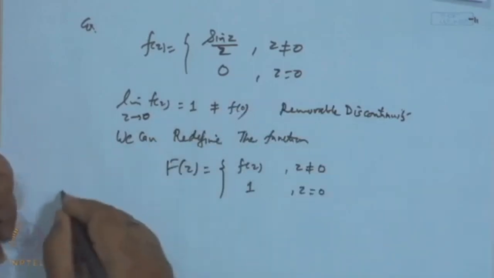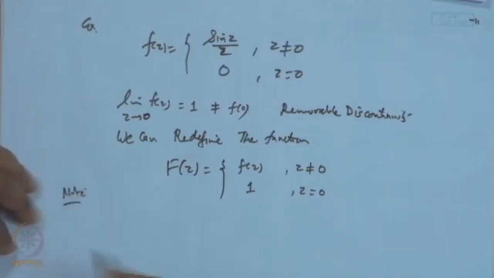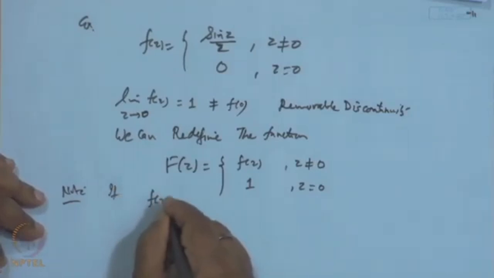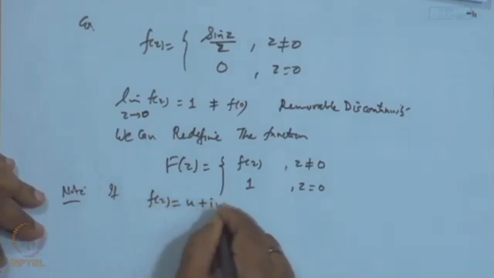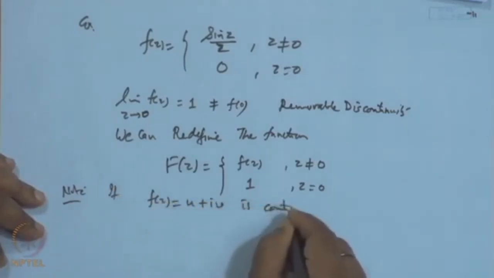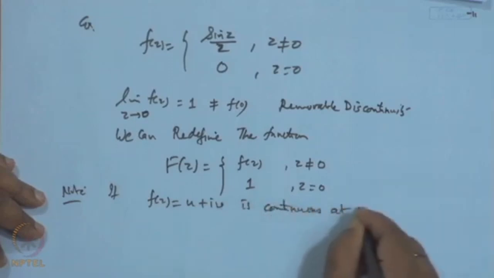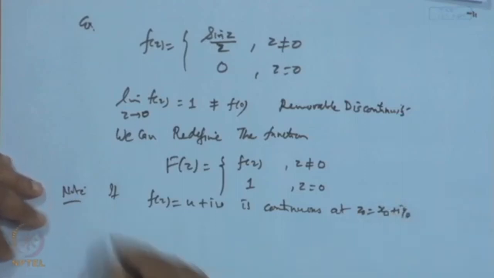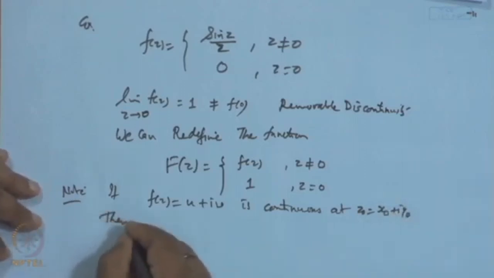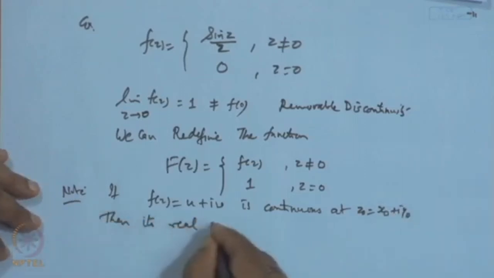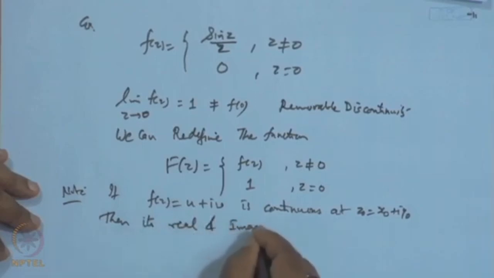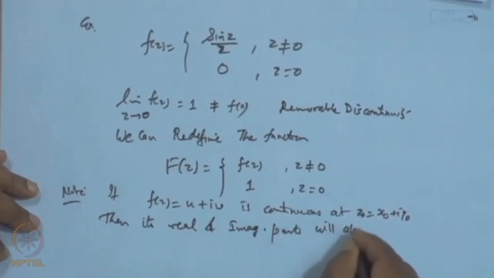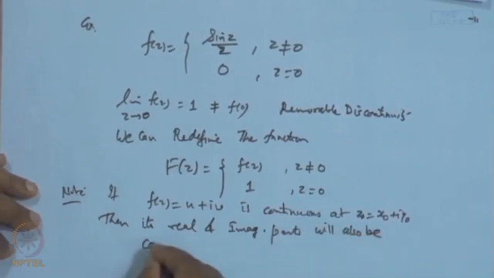Now, note another result also: if the function f is continuous at a point z naught, which is x naught plus i y naught, then its real and imaginary parts will also be continuous.